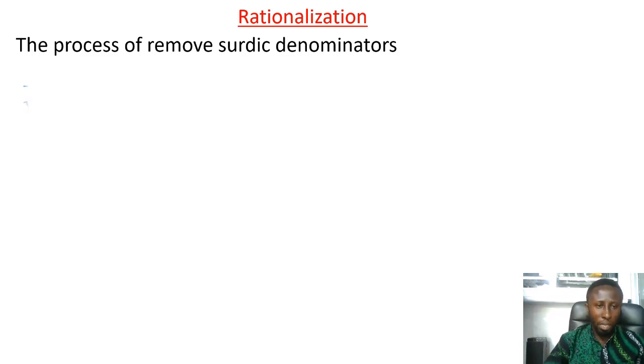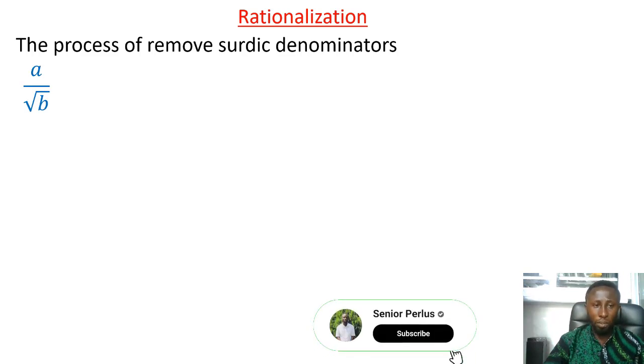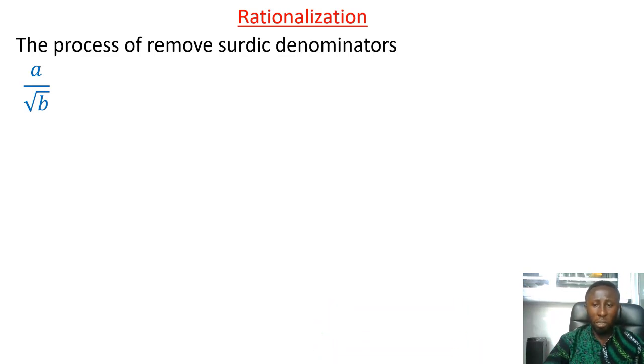So with this one, a out of root b, we are going to use the root b to multiply the numerator and the denominator. So a out of root b, then the numerator is a root b. So a out of root b times root b out of root b. So this is what I'm saying, right? Good. So we are using the surd denominator to multiply the numerator and the denominator of the fraction.